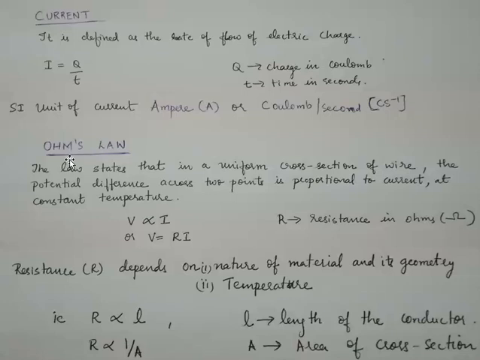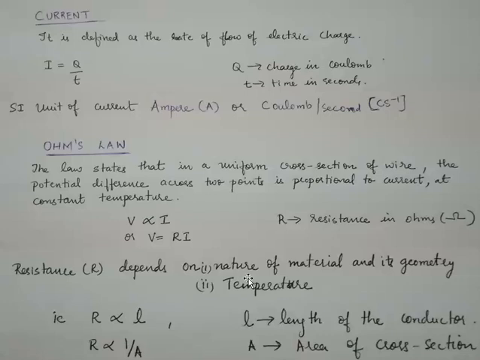Now we will see what is Ohm's law. The law states that in a uniform cross section of wire, the potential difference across 2 points is proportional to current at constant temperature. So what you have to see here is that at constant temperature Ohm's law is valid. So V is proportional to I, V is equal to R into I. R is the resistance in ohms.